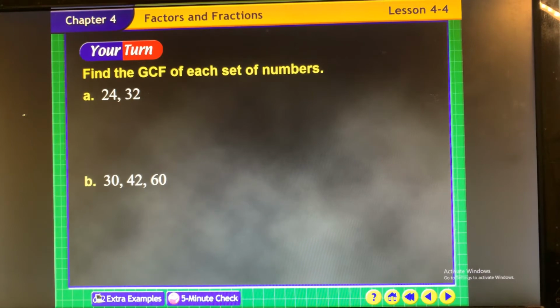Okay, you try 24 and 32. That's your answer, and that's your answer for B.